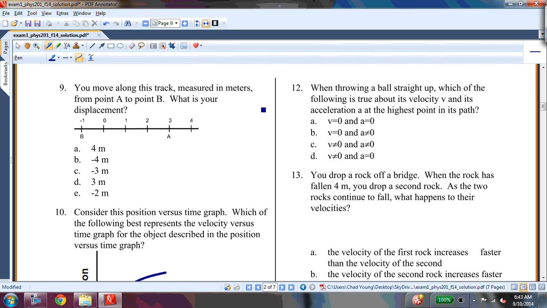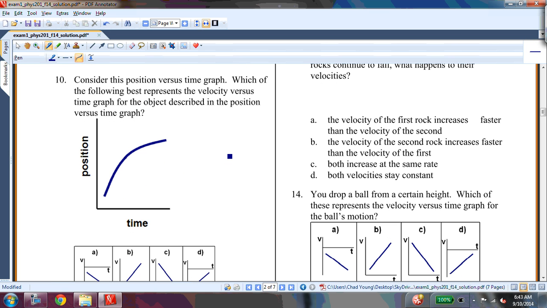You move along this path from point A to point B. What is your displacement? I'm going in this direction. I move 1, 2, 3, 4 units to the left, so it must be -4. Or I could say -1 minus the initial position, which is 3. That's equal to -4.